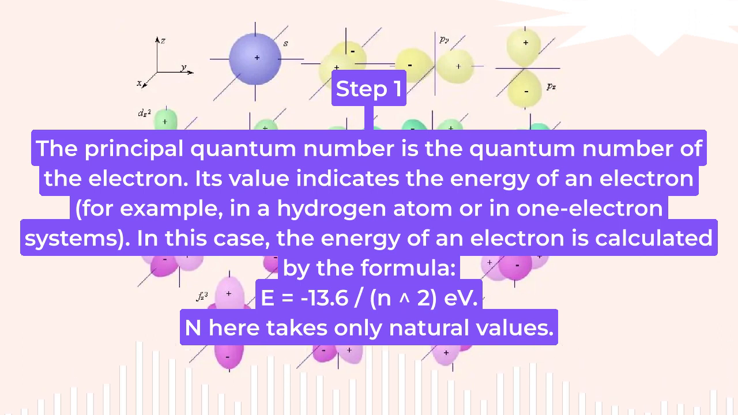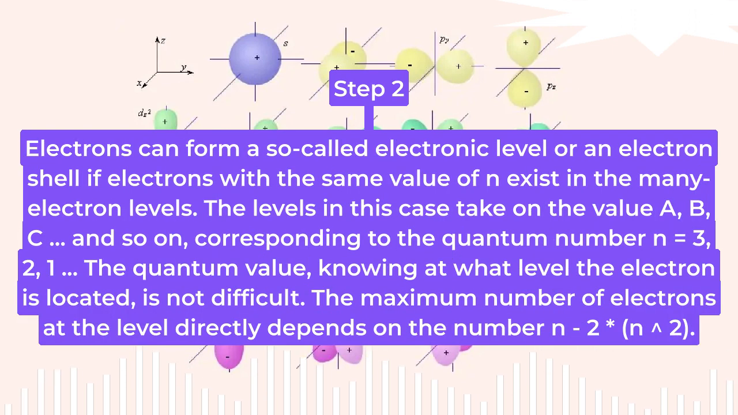In this case, the energy of an electron is calculated by the formula E equals minus 13.6 over n squared eV. n here takes only natural values. Step 2. Electrons can form a so-called electronic level or an electron shell if electrons with the same value of n exist in the many-electron levels.